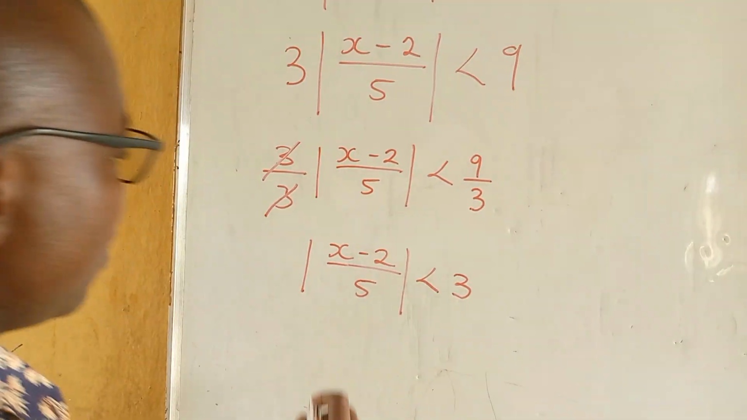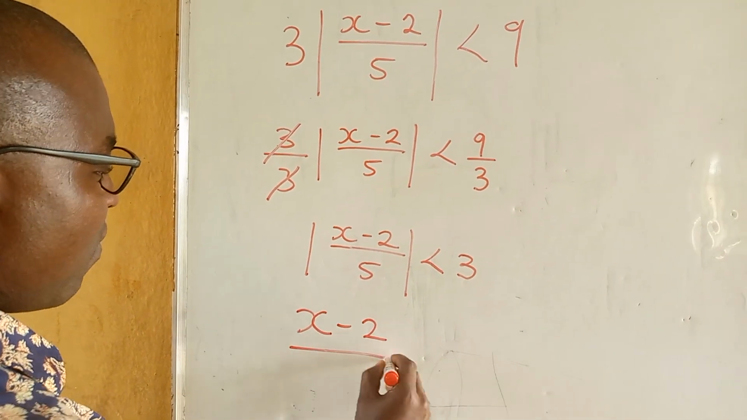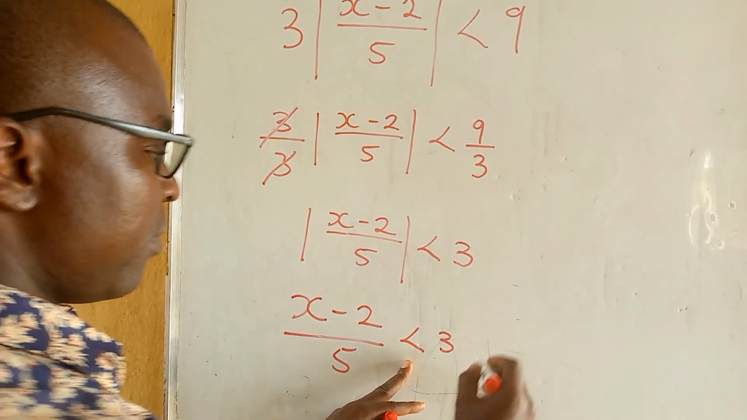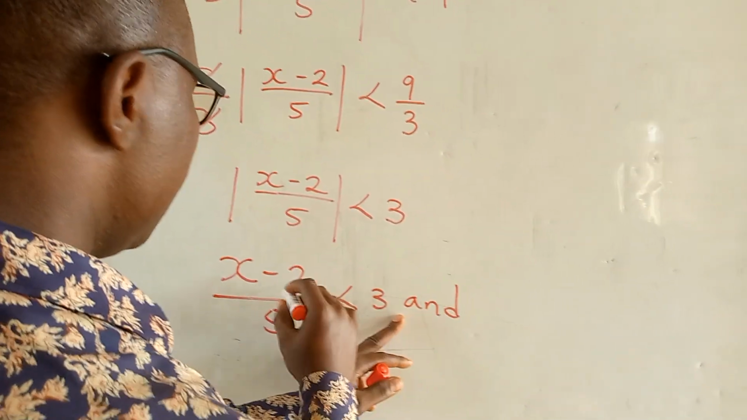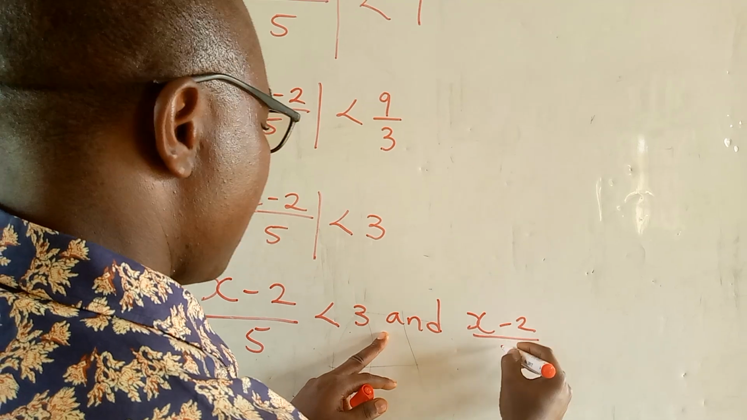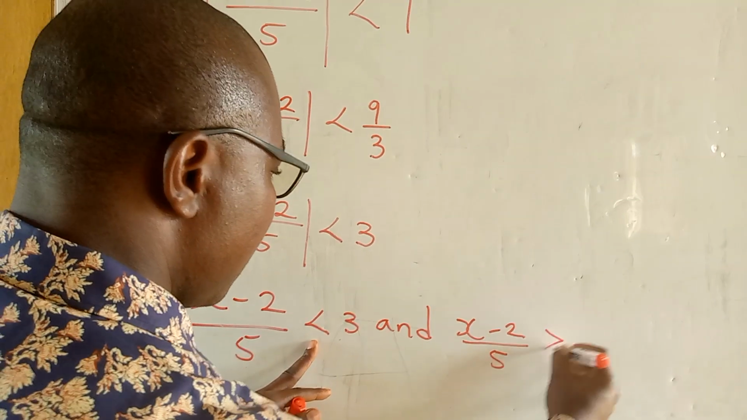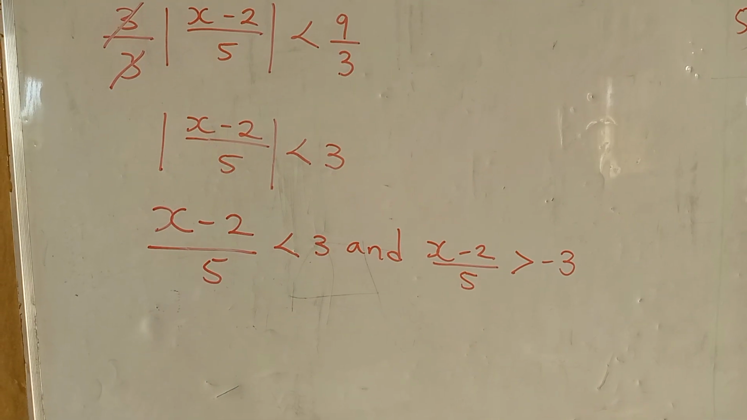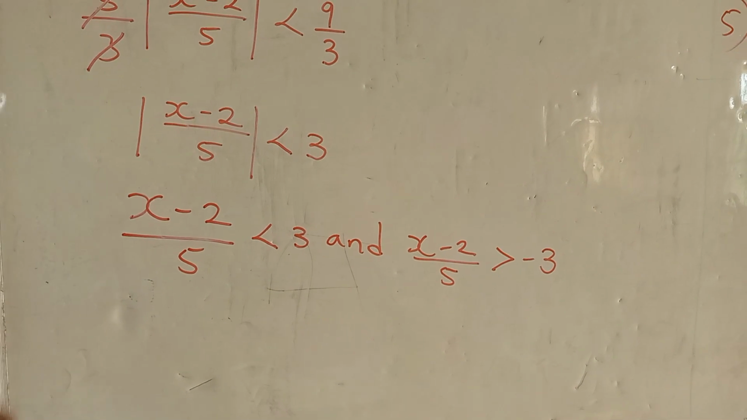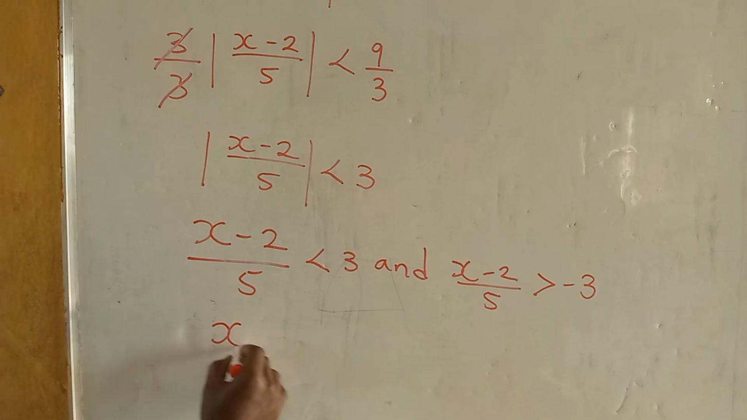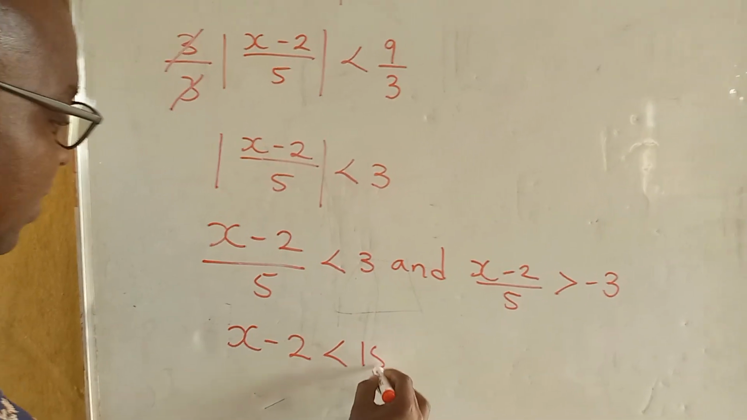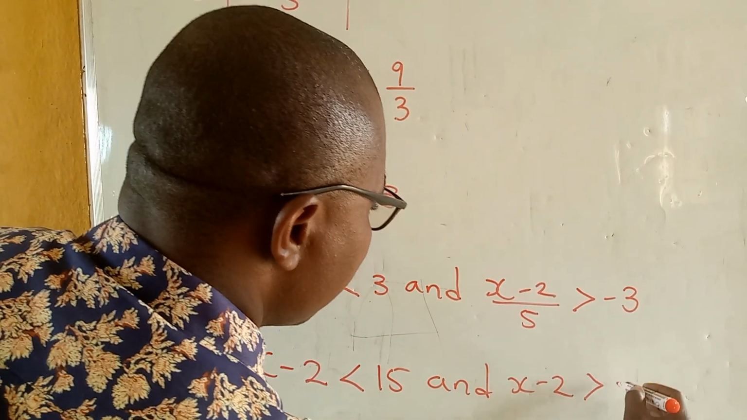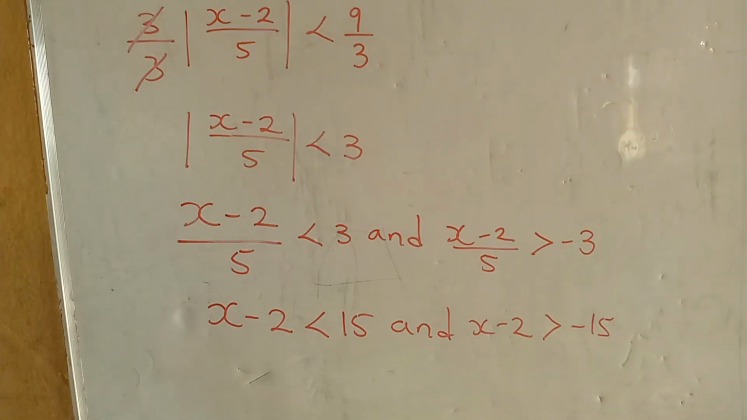So let's solve this. This will now be x minus 2 over 5 is less than 3. The word and will be used because of this sign. Then x minus 2 over 5, you change the sign and also change the sign of this number. Now at this point we cross multiply. If we cross multiply, we'll have x minus 2 is less than 15 and x minus 2 is greater than minus 15.